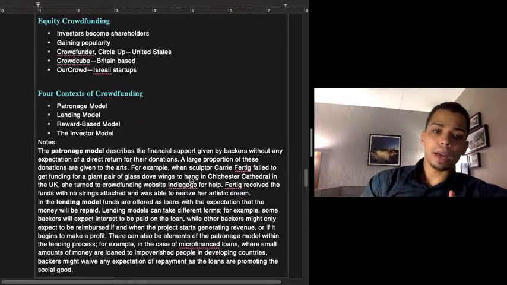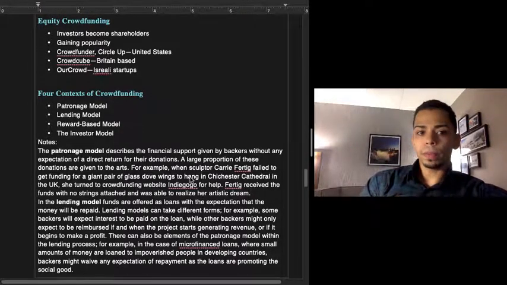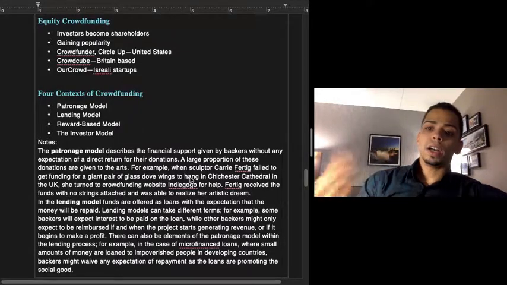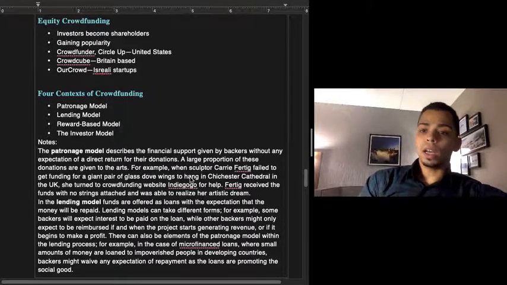You have the patronage model, in which you have patrons or people who donate money with no expectation of repayments. You have the lending model, in which people are expected to pay back at a designated interest rate. You have the reward-based model, in which different rewards are provided as incentives. And you have the investor models, in which investors are repaid in the form of equity, or if not, they're designated a certain portion of profit that the company makes when the company breaks even.